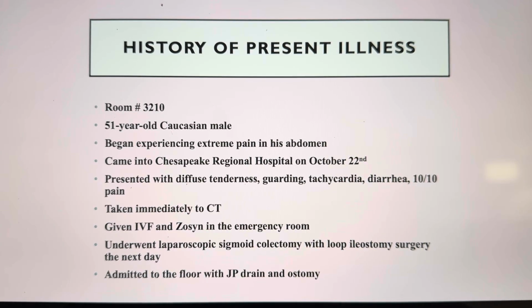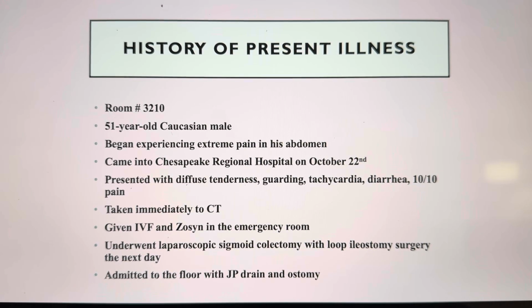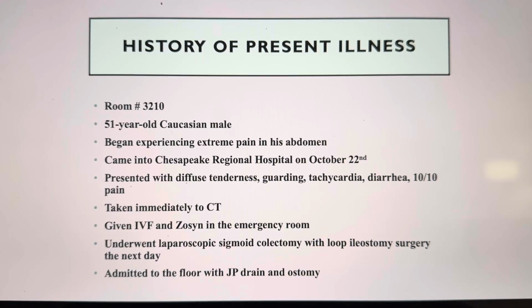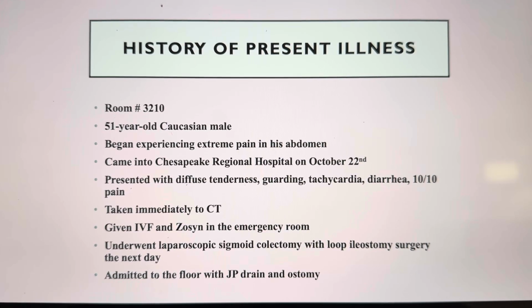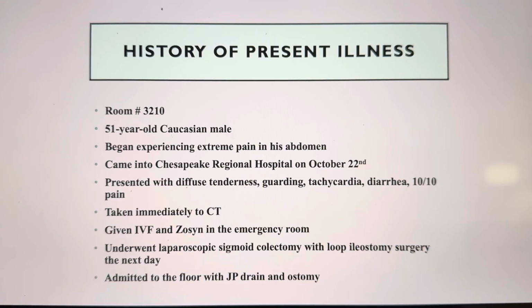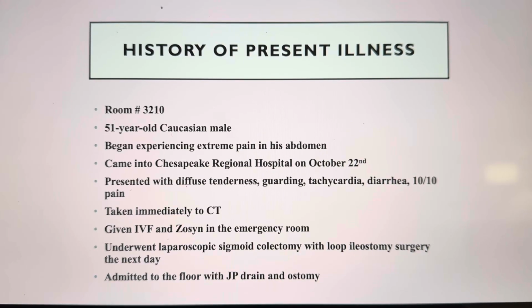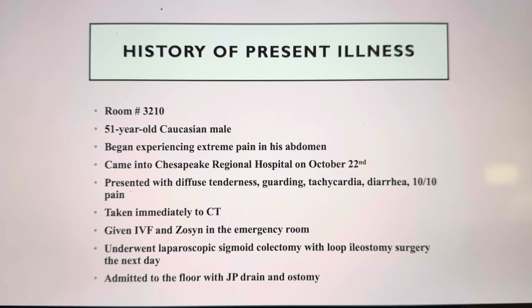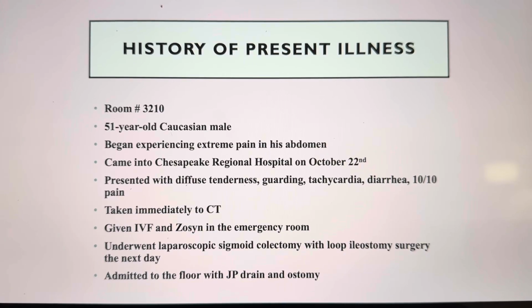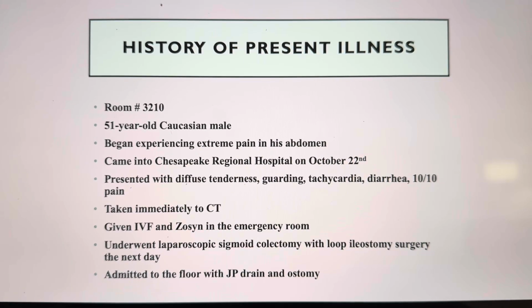Starting with the history of present illness, the patient in room 3210 is a 51-year-old Caucasian male who began experiencing extreme pain in his abdomen. This is what brought him into Chesapeake Regional Hospital on October 22nd. He presented to the emergency room with diffuse tenderness, guarding, tachycardia, diarrhea, and 10 out of 10 pain.